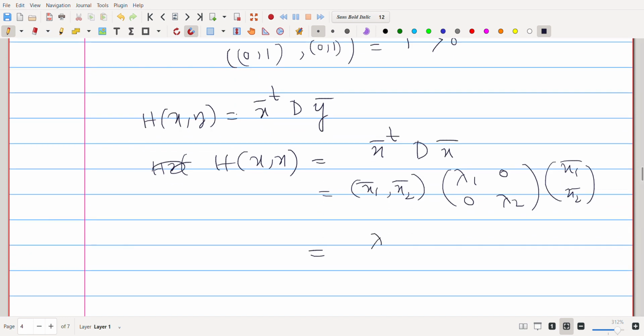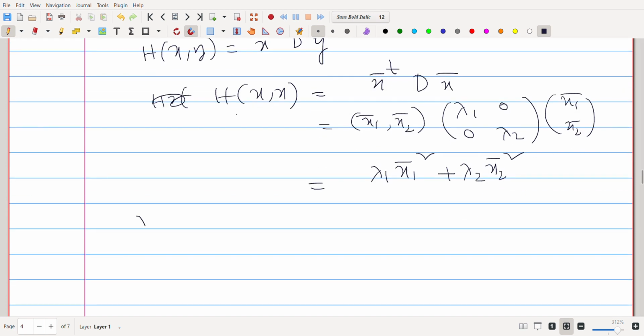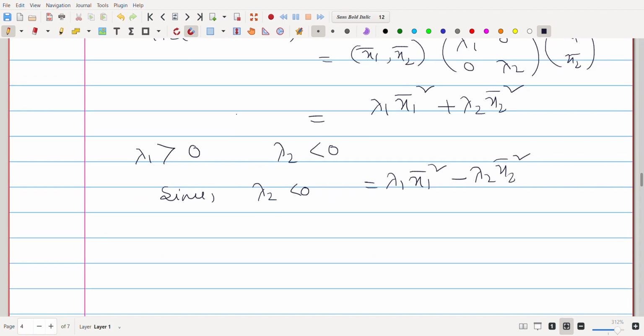So we'll have lambda 1 x1 bar square plus lambda 2 x2 bar square, right, where lambda 1 is greater than 0 and lambda 2 is less than 0. So since lambda 2 is less than 0, replace it by lambda 1 x1 bar square minus lambda 2 x2 bar square, and think of lambda 2 as a positive number. Then I need to find whether there exists some u that satisfies this condition, right?